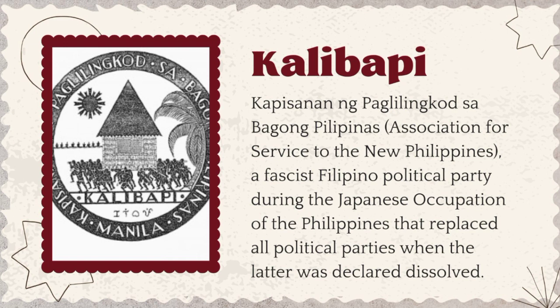And the last one here in the key concepts is the Kalibapi or the Kapisanan ng Paglilingkod sa Bagong Pilipinas. In English, it is the Association for the Service to the New Philippines. This is a fascist Filipino political party during the Japanese occupation of the Philippines that replaced all political parties when the latter was declared dissolved.